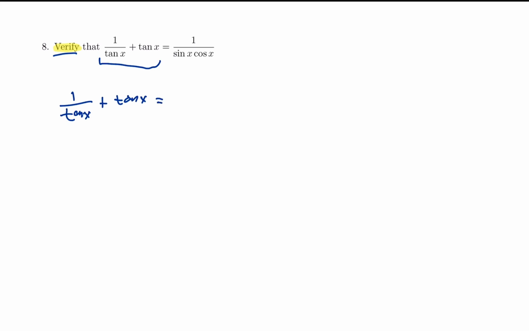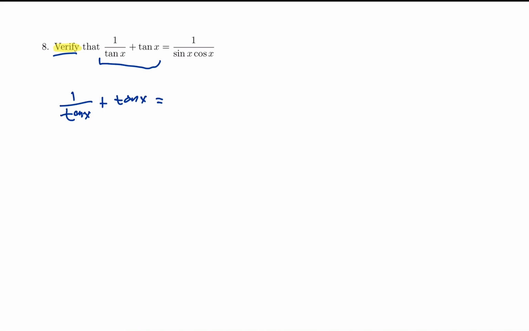So we're going to begin from here and simplify to make it look like the right side. That's what verifying means. We're not solving for anything here. We're just verifying through the work that left and right are equal. Let me write 1 over tangent x plus tangent x. Sometimes for these problems it takes trial and error, so keep that in mind. You might not be able to get it right away. That means you have to try some other ways.